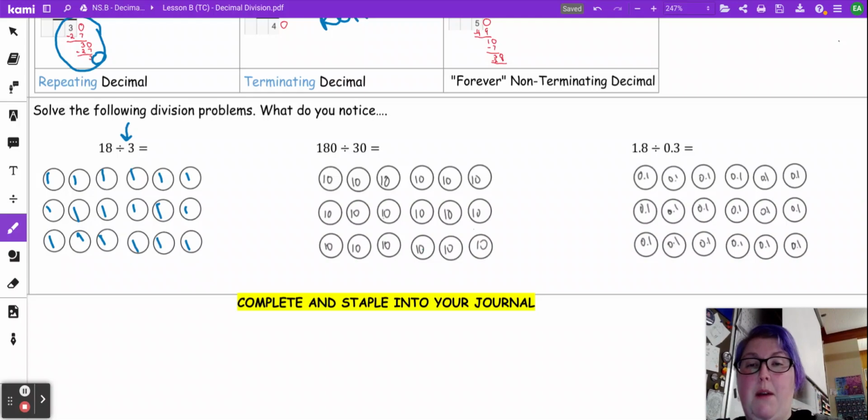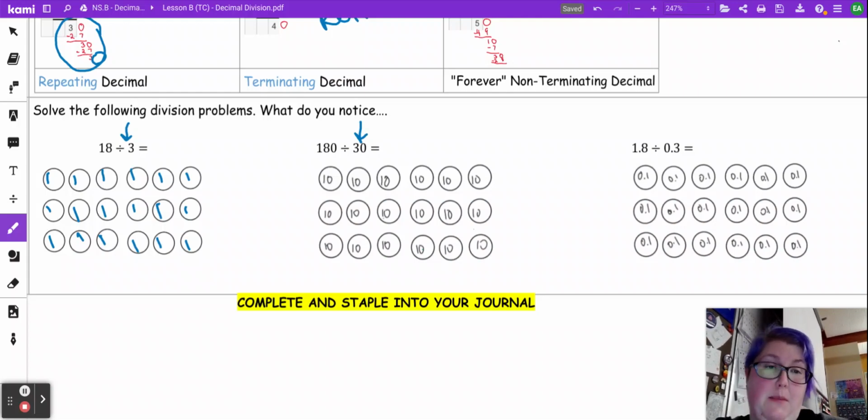In the next problem, 180 divided by 30, well, it's the tens because 30 is the smallest number there, and so it goes to the tens place. And in 1.8 divided by 0.3, that's the tenths after the decimal, the 3 tenths. Each one of those circles is a tenth. So they all show the same thing. It's just that the place value is different.